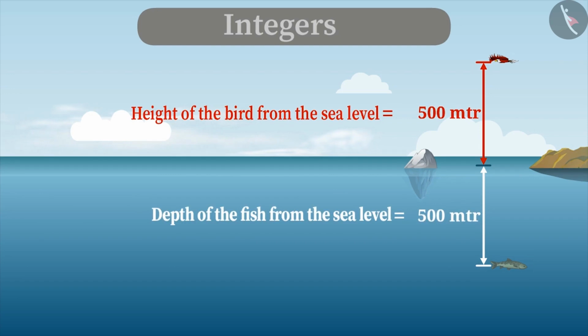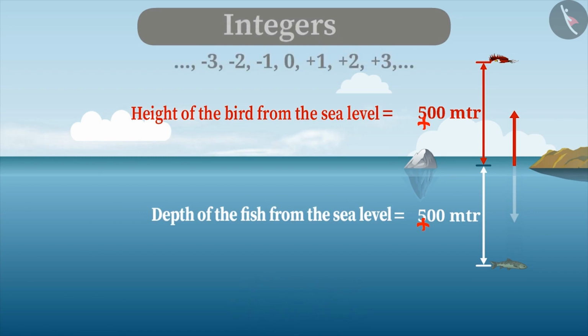But this is an incorrect way to represent their differences because both are situated in opposite directions. The bird is above the sea level, whereas the fish is below the sea level. Since whole numbers are incapable of representing this kind of situation, we use integers. In this case, the height above sea level is represented with a positive sign as plus 500 meters, and the depth below the sea level must have a negative sign such as minus 500 meters. It is now quite clear that plus 500 meters means 500 meters above the sea level and minus 500 means 500 meters below the sea level.